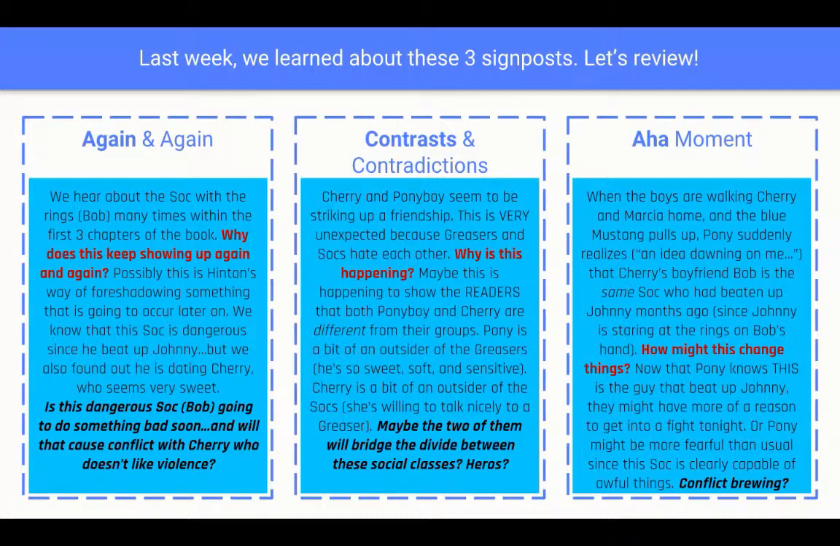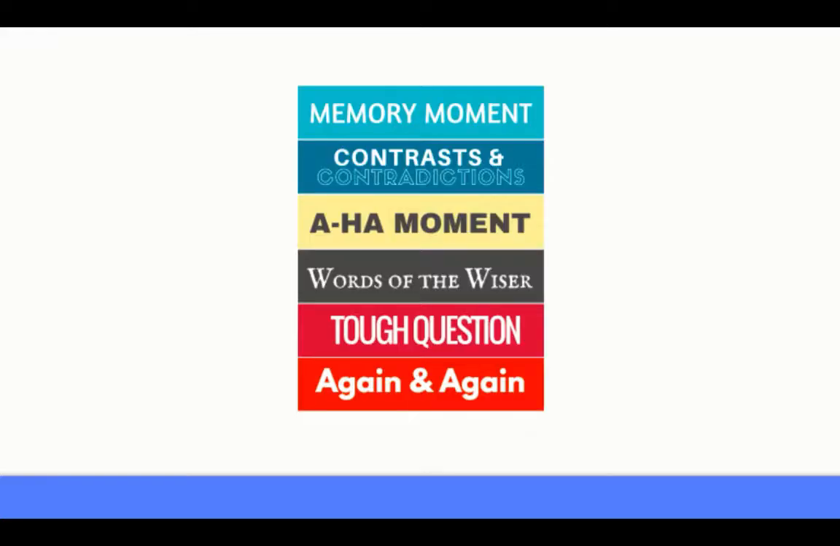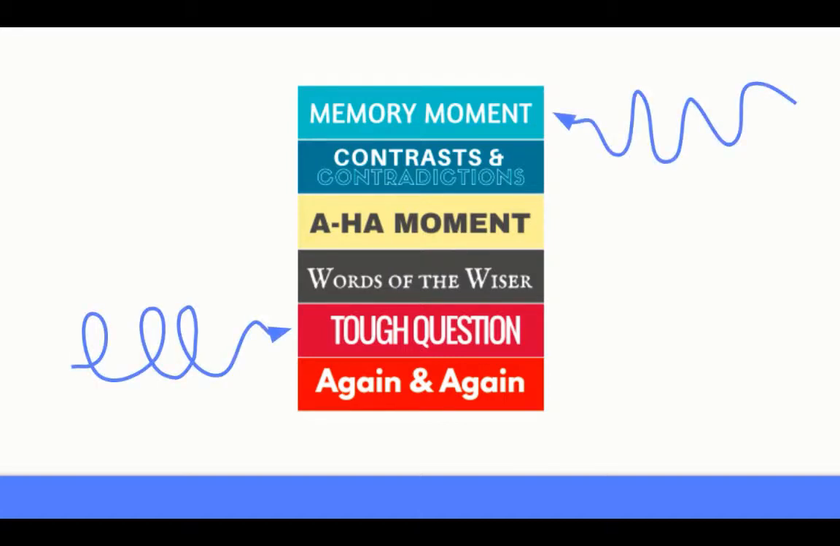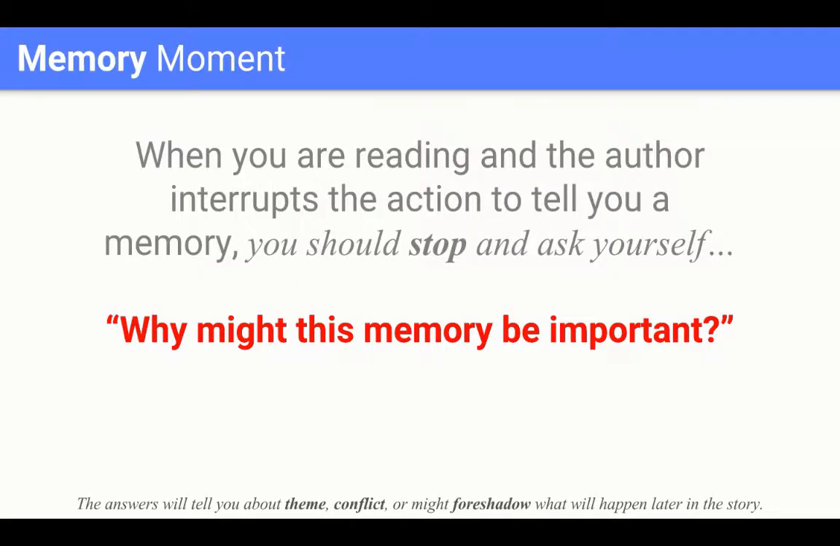Well, now that Pony knows this is the guy that beat up Johnny, they might have more of a reason to get in a fight tonight. Or Pony might be more fearful than usual, since this Soc is clearly capable of awful things. So then I took it a step further by just suggesting, is there conflict brewing? We've already learned about 3 of the signposts, so we have 3 more to learn about this time: tough questions, memory moment, and words of the wiser. So let's get into it with memory moment.